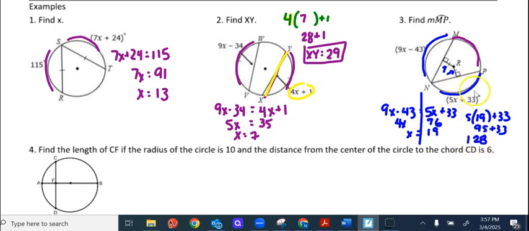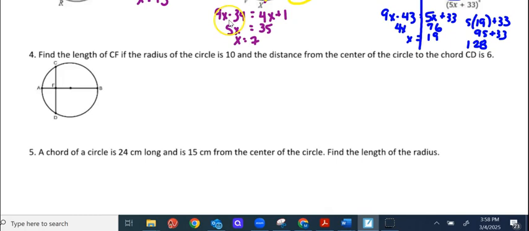So if we know that the measure of this is 128 degrees and we know this one equals it, it's also 128 degrees, then we can take 360 minus the 128 minus another 128, and we will get what's left over here. So MP equals 104 degrees. The three arcs together will equal 360. All right, this is a little bit of a new skill here, so pay attention to this.